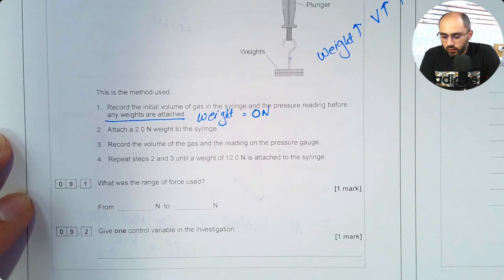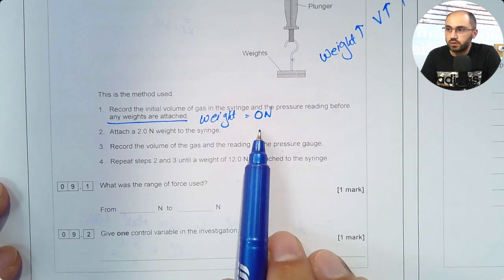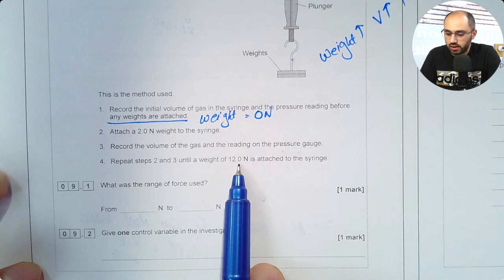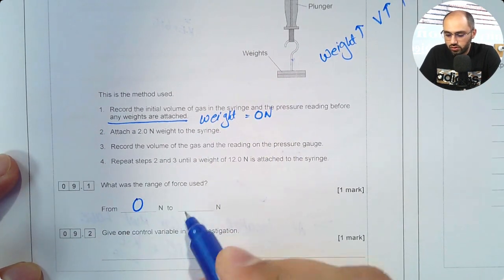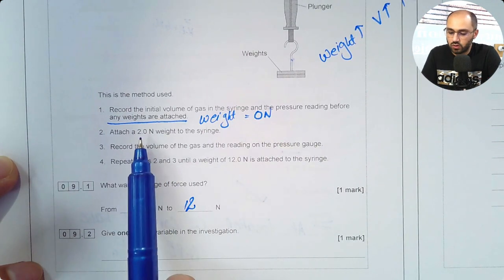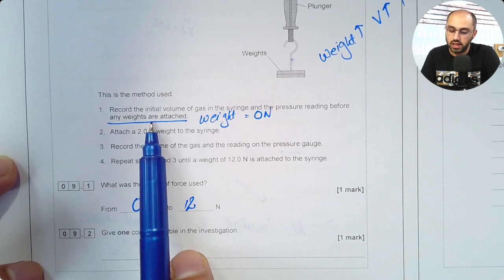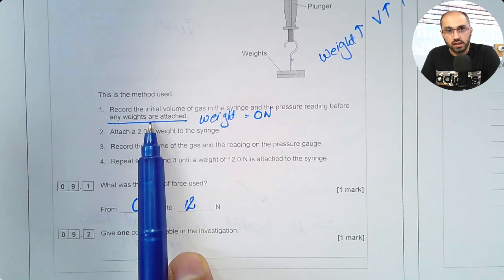The first part of the question says, what is the range of force used? So we started with 0 Newton and they went up to 12. So the range will be 0 Newton to 12 Newton. Now in this question, majority of people wrote answer as 2 Newton to 12 Newton. This is because they did not take into consideration the first statement.